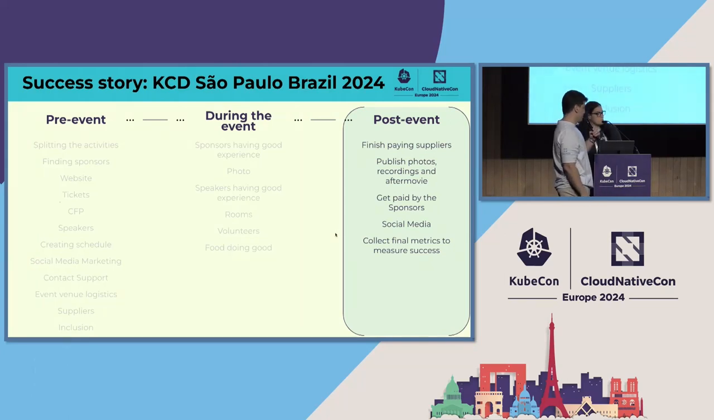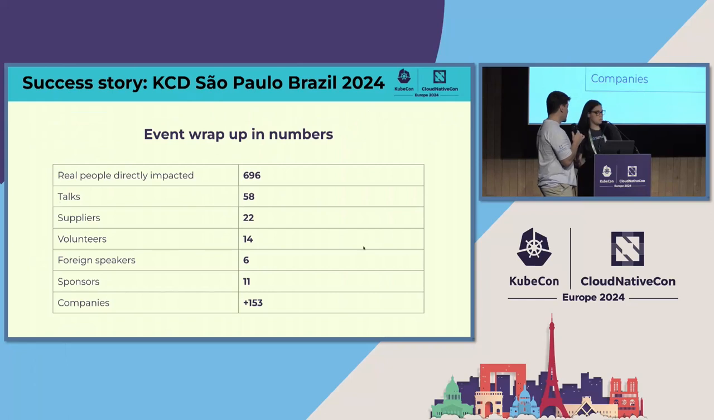Jade is going to talk about the metrics. Yeah, let me go back again here. Talking about some metrics, we can say that our event was a huge success because we had more than 600 real people directly impacted, virtually or in person. We had 58 talks with different topics: observability, career, cluster management, everything surrounding Kubernetes. We had 14 volunteers helping us. We had six foreign speakers, people from Guatemala, Argentina, like I mentioned before. We had 11 sponsors. It was amazing, really. They helped us a lot. And we had more than 100 different companies participating in the event.